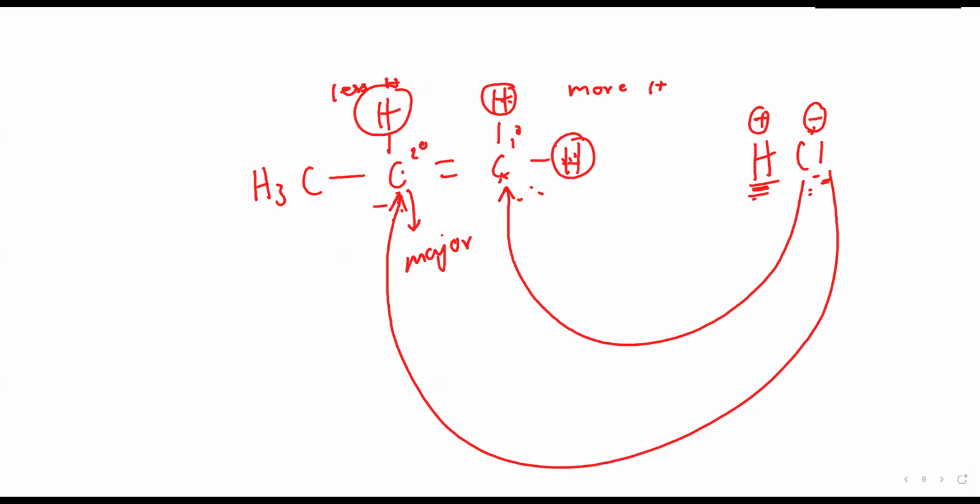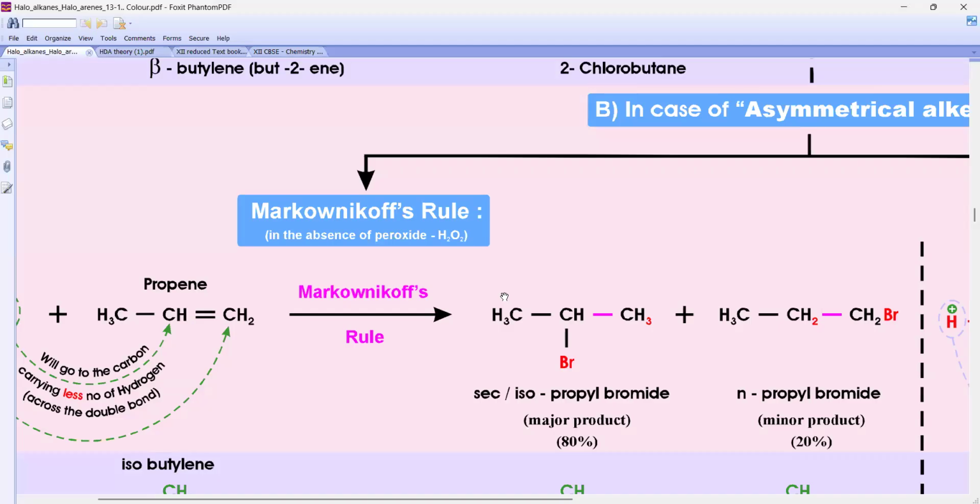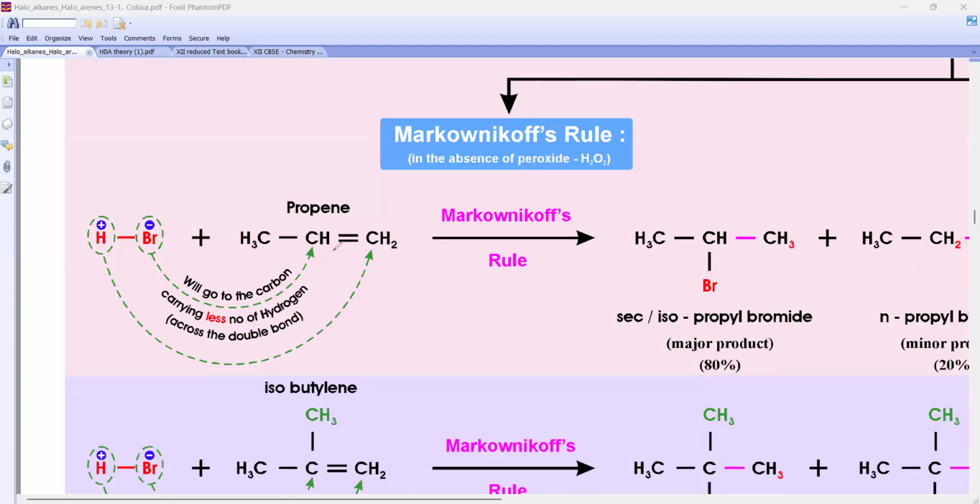Look here, Ryan. Here this is propene, and can you see this is an unsymmetrical reagent? Now this carbon has how many hydrogens? One hydrogen. And this carbon has how many hydrogens? Two hydrogens. We will see across the double bond only. You will not see this other carbon.